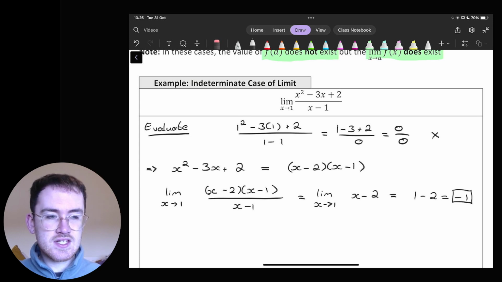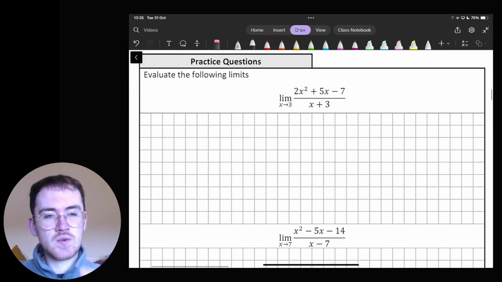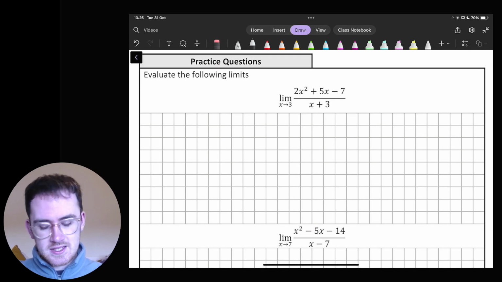So the limit of this function as x goes to 1 is minus 1, but the function has no actual value at x equals 1. It has a limit, but it has no actual value. So let's look at one or two of these questions. The first question here, again just practicing our limits, we're evaluating the following limits.